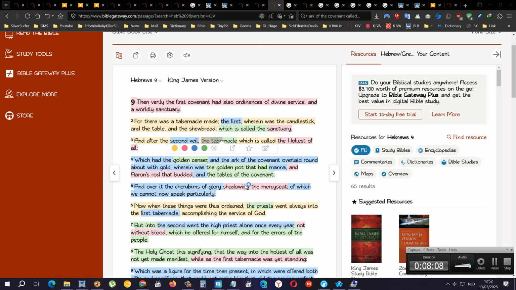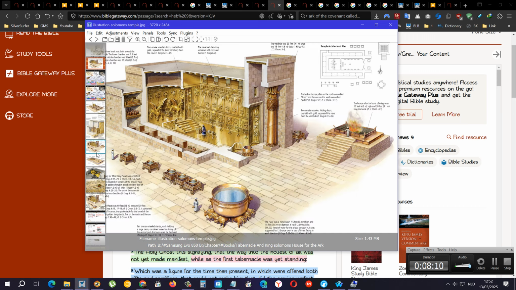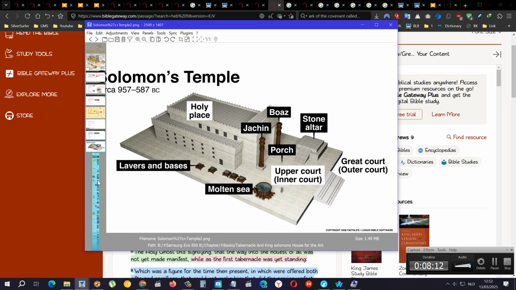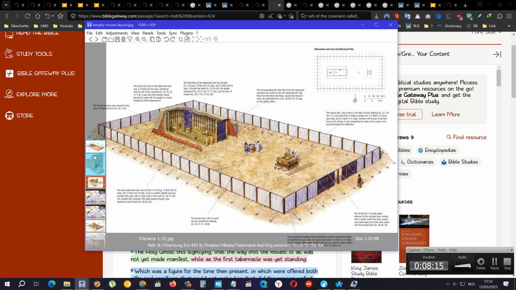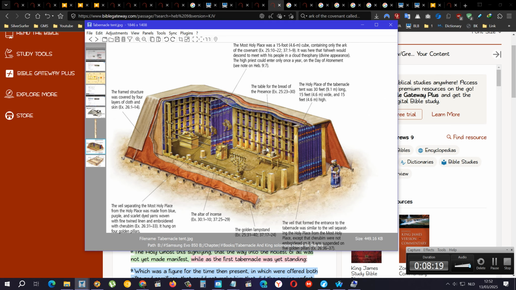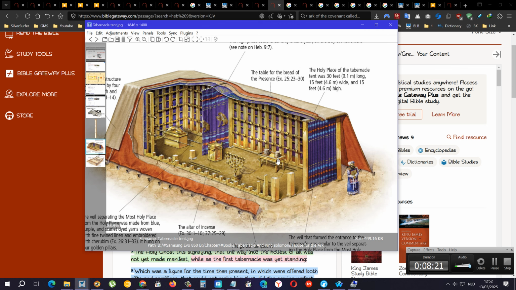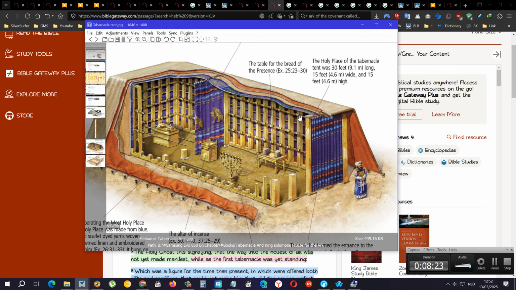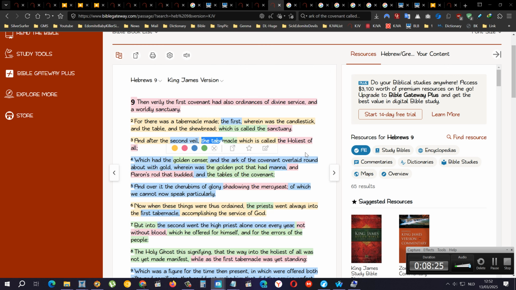I think this one. Yeah, so here you have the showbread, here you have it inside the table and bread and stuff like that. So that's there, and the candlestick and all that type of stuff, and the showbread, which is called the sanctuary.